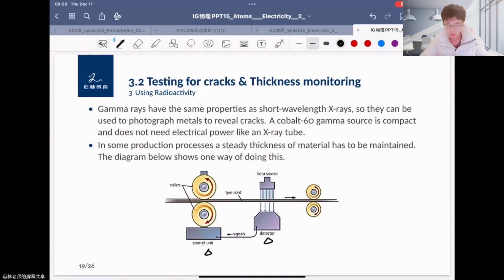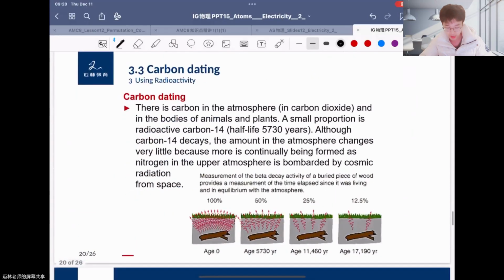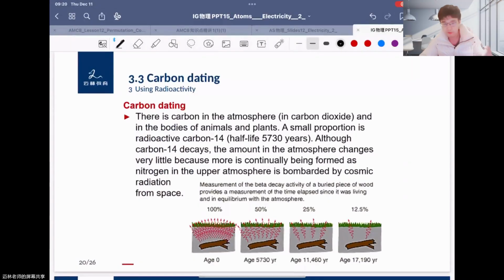And maybe in some other fibers or factories that want to produce it, they have to make sure that there's no information leak and that in any process it cannot be damaged. Okay, so here we have to use this apparatus for testing for cracks. Okay. And another usage is carbon dating.